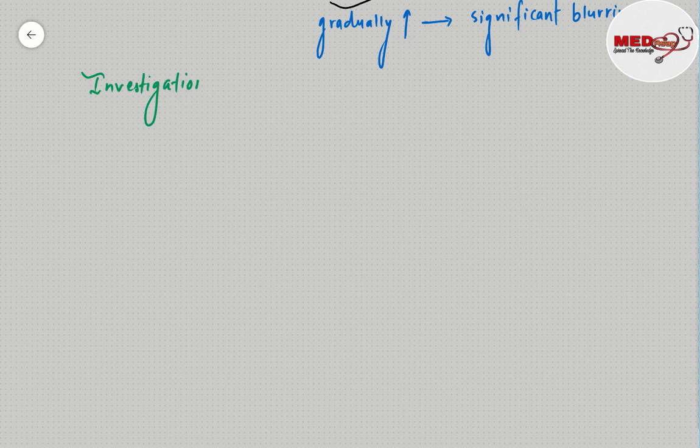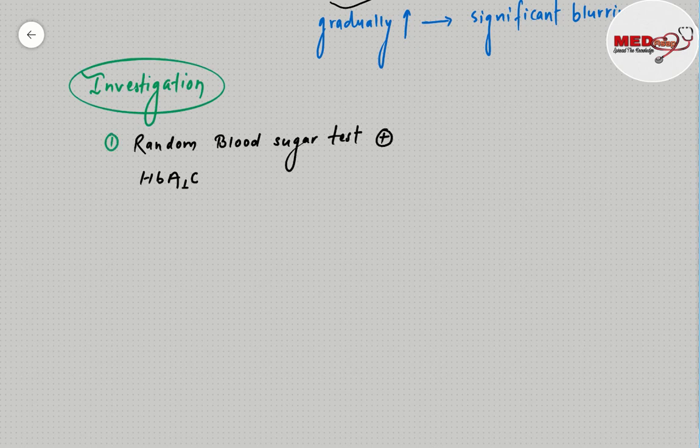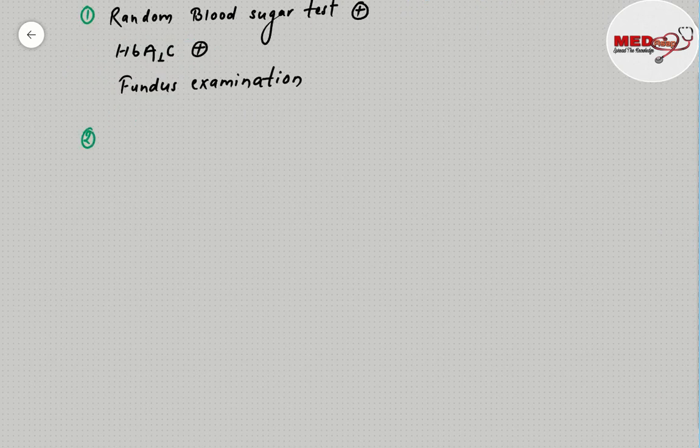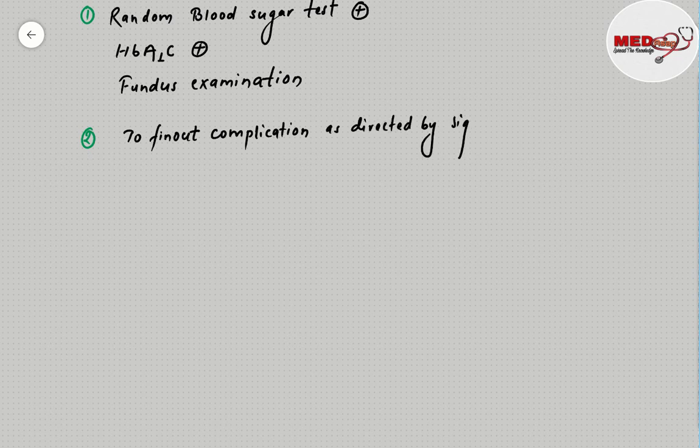Then we start our investigation with his blood sugar levels along with the hemoglobin A1C to observe the control of the diabetes over the last 3 months. Also, we will perform fundus examination with the direct ophthalmoscope to look for the signs of diabetic retinopathy so that we will know in which stage the patient is. Now there is a second type of investigation that we use to detect the complications. We perform these investigations if there is a possibility of complication as directed by the signs during the fundus examination.